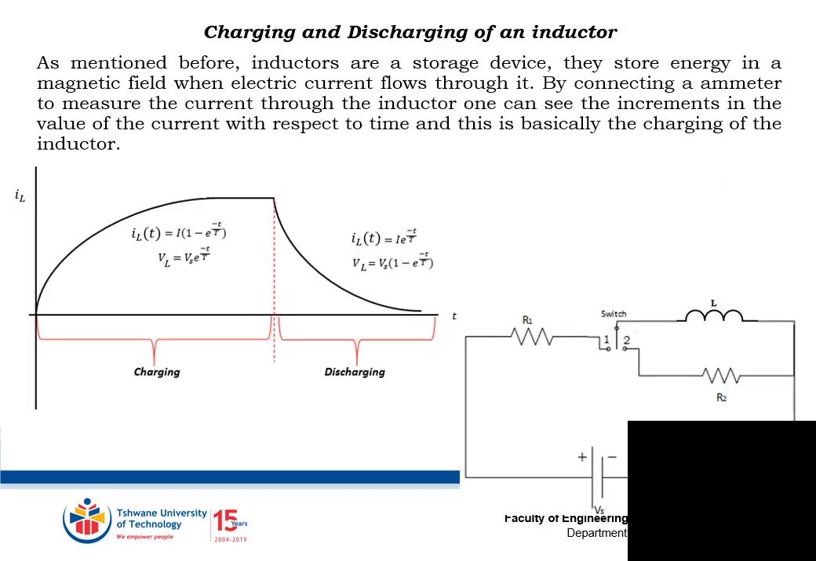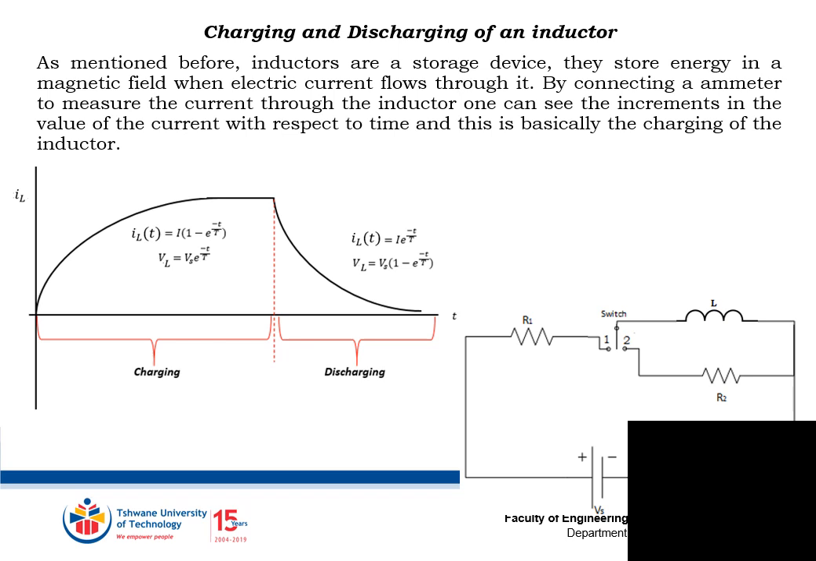Charging and discharging of an inductor. As mentioned before, inductors are a storage device. They store energy in a magnetic field when the electric current flows through it. By connecting an ammeter to measure the current through the inductor, one can see the increment in the value of the current with respect to time. So this is basically the charging of the inductor. As we did with capacitors, we can't just connect the inductor directly to the voltage source. We have to connect it through a resistor so that we'll be able to discharge it afterwards.